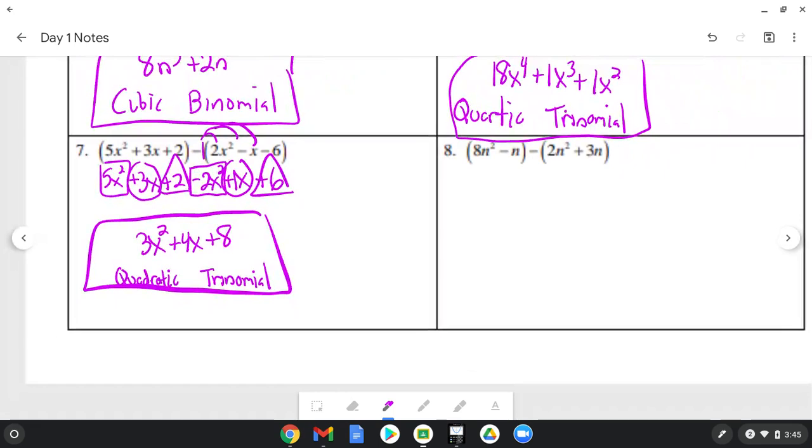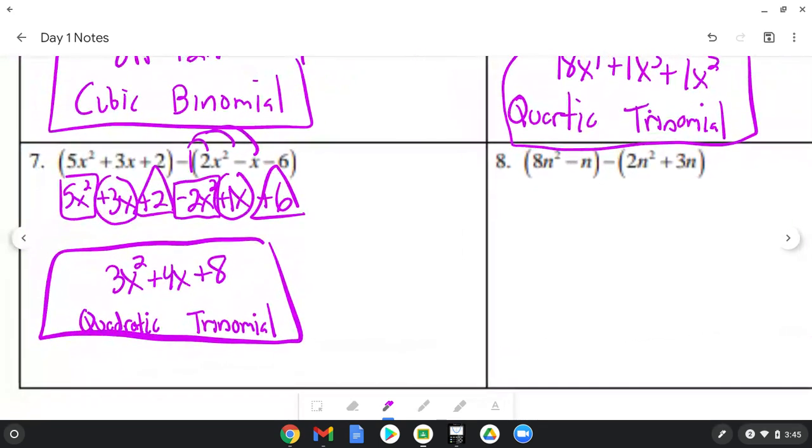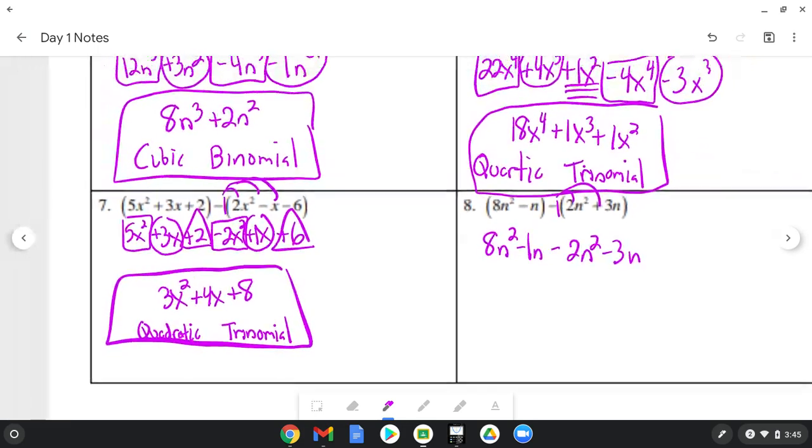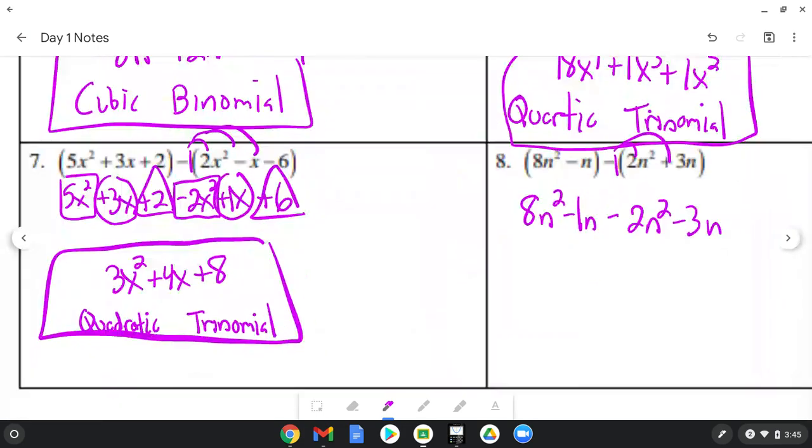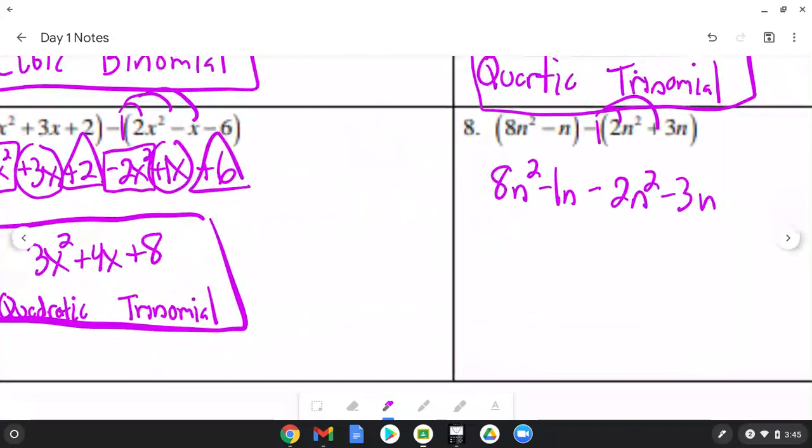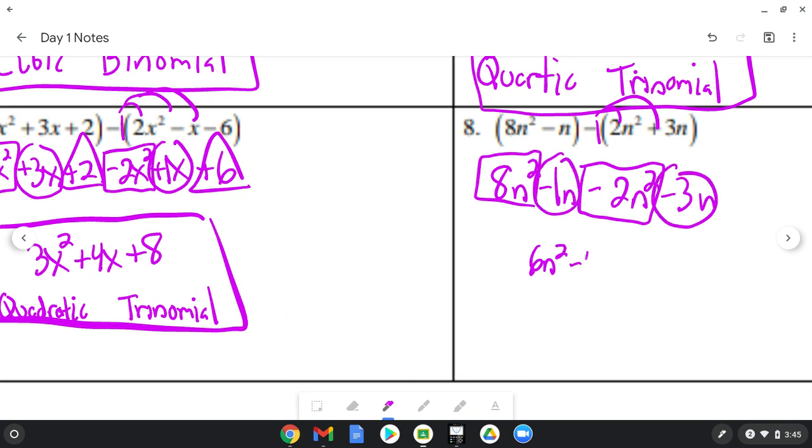Then the last one, there's a minus sign there as well. So I distribute that minus sign into the second parenthesis. The first parenthesis I just rewrite. So if I distribute that minus sign in, it would be minus 2n squared minus 3n. And then if I combine like terms, I have 8 minus 2, that gives me 6. And then I have minus 1 and minus 3, that gives me minus 4.